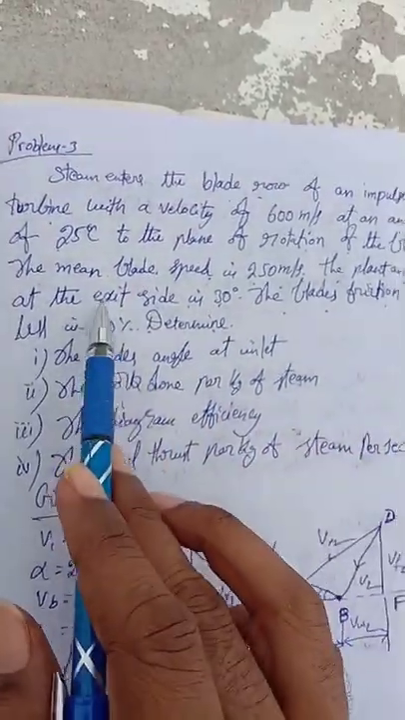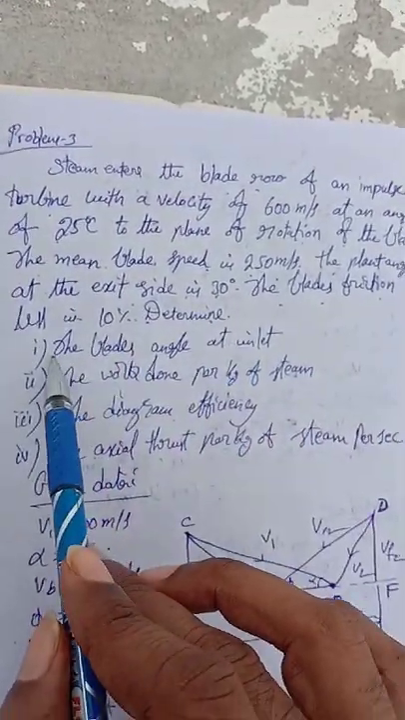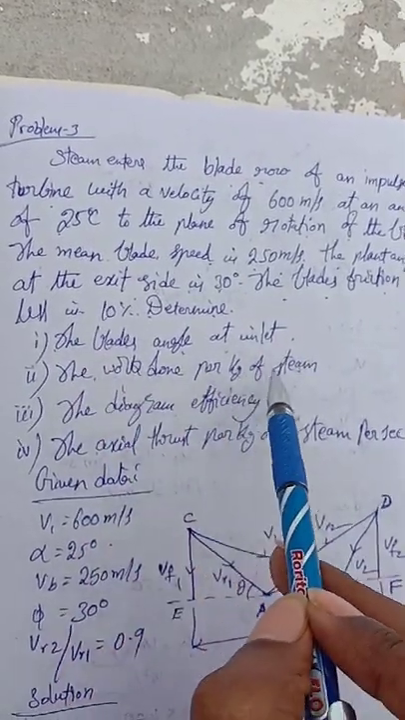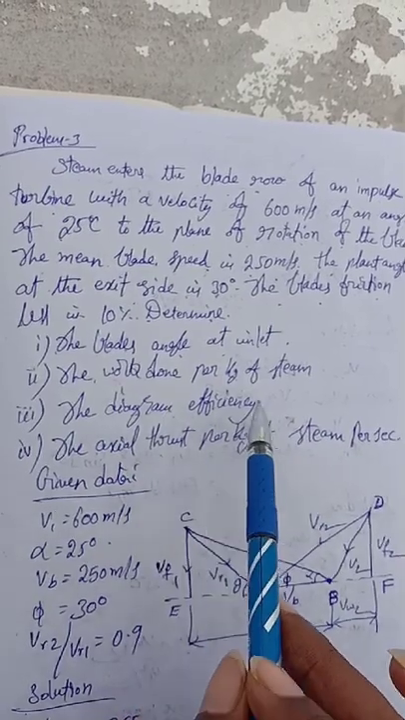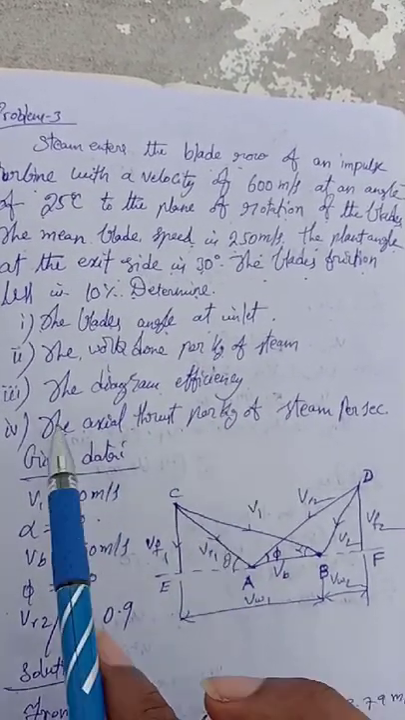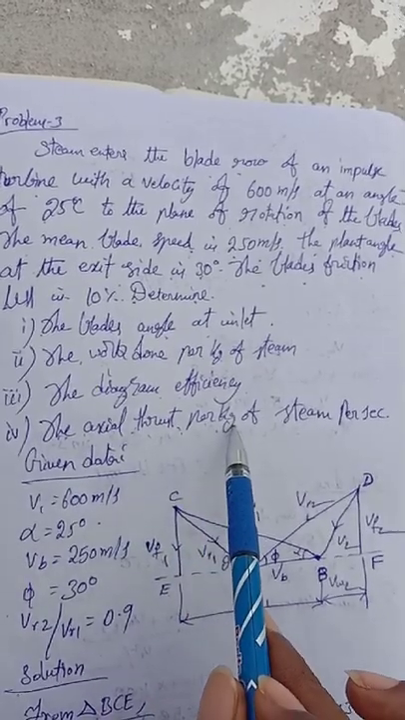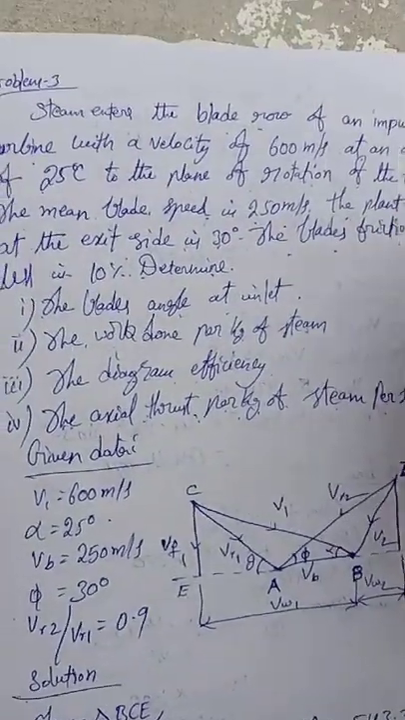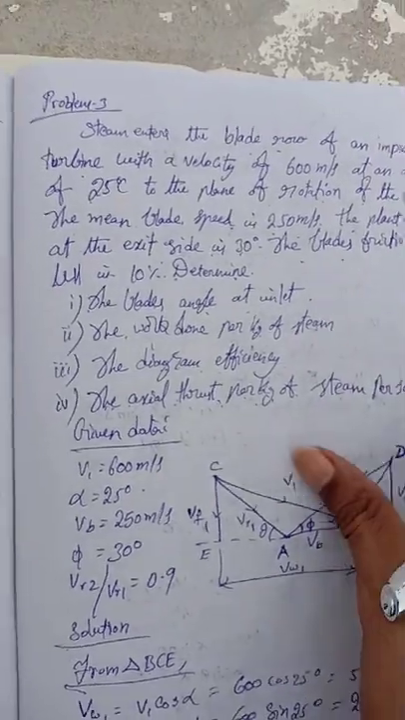Determine the blade angle at inlet, the work done per kg of steam, the diagram efficiency, the axial thrust per kg of steam per second. Okay, this is the given problem. Now we are going to see how to solve this problem.